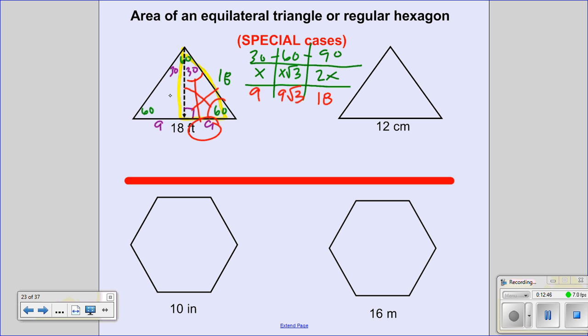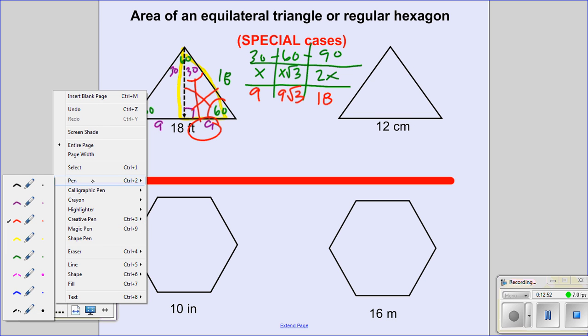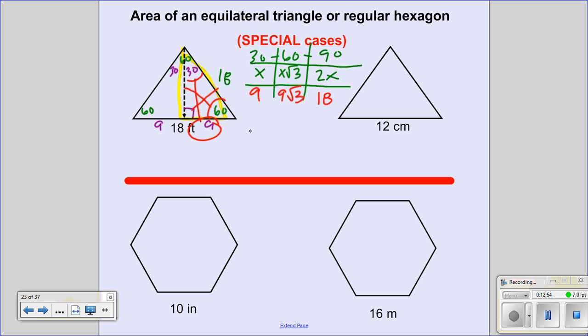Now I can find the area of my triangle. We talked about this in the previous lesson. That's the area for a triangle is base times height over 2. The base of this triangle is 18. The height is what we just found. It was across from the 60-degree angle. So it's 9 square root 3. And then it's over 2.